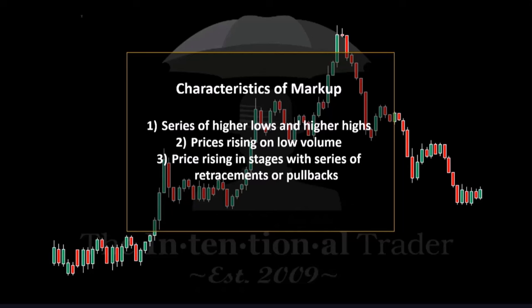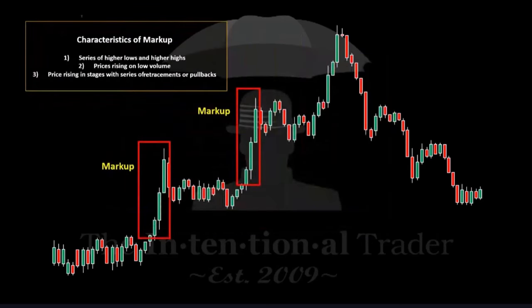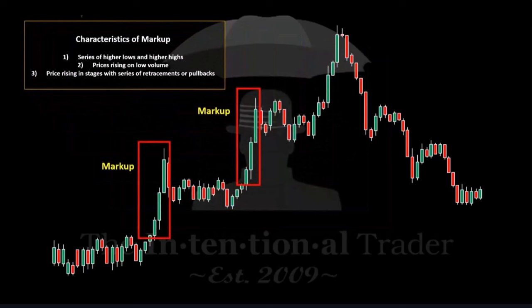And then they're going to test that area a little bit. They're going to see, do these prices hold or are they going to fall back a little bit? This isn't some guy sitting at a computer. This is all done with algorithms. So price rises in stages, with a series of retracements and pullbacks. All right, so this is what the markup looks like. That's phase two.